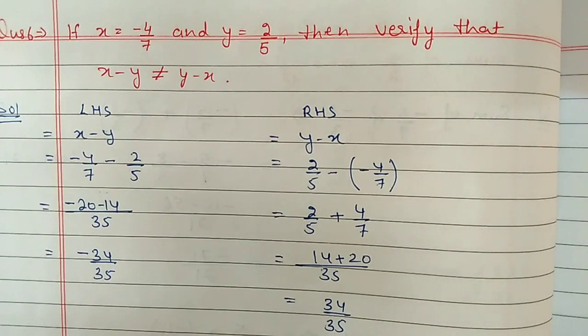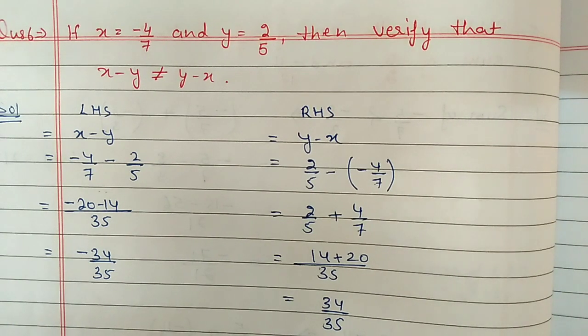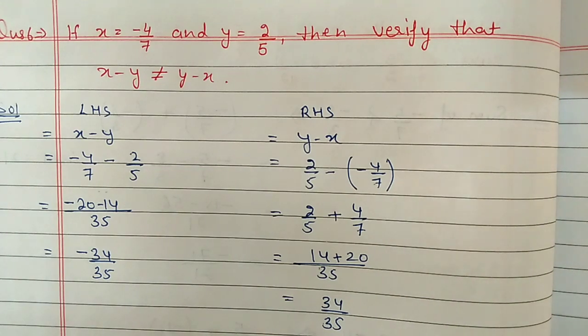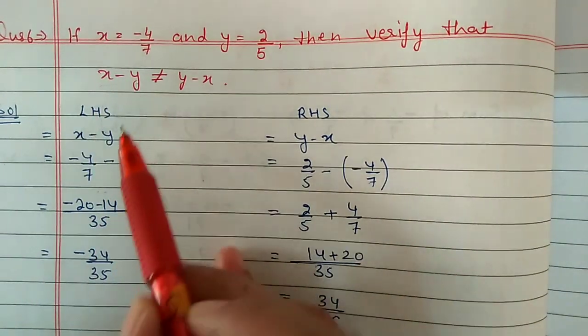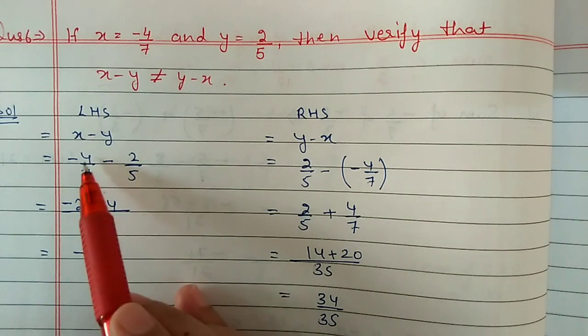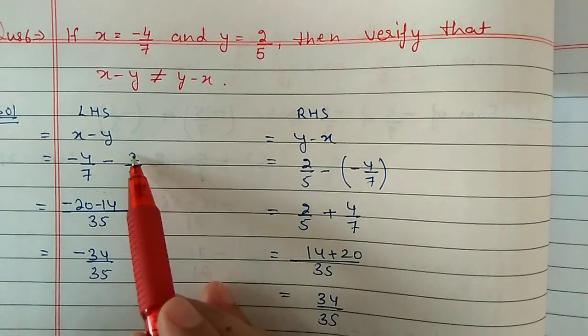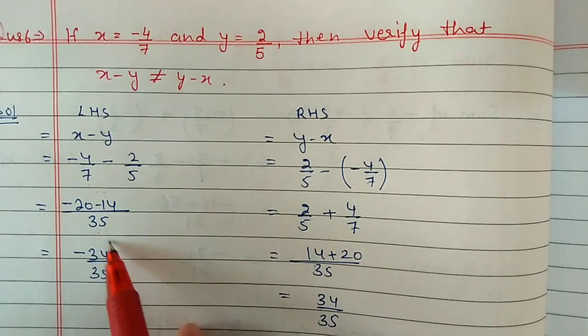Question number 6. If x is equal to minus 4 by 7 and y is equal to 2 by 5, then verify x minus y is not equal to y minus x. So first we will calculate the left side, x minus y. Substitute the values of x and y. Minus 4 by 7 minus 2 by 5. Take LCM for 7 and 5. Simplify it. You will get minus 34 by 35.